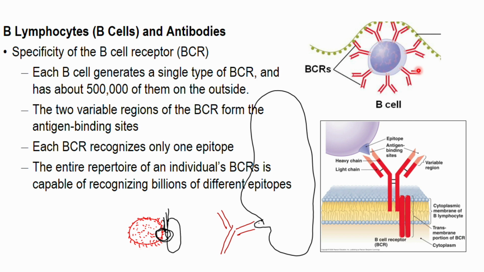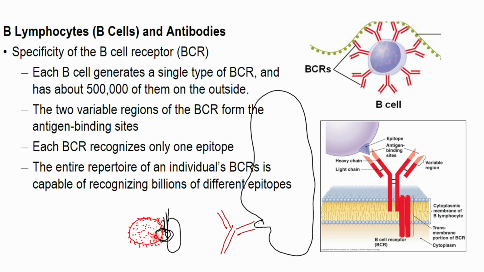Every single one of these binding sites is identical to the next one. So this is exactly the same as this, which is the same as that, which is the same as that. So when we look down here, every 500,000 of these all bind to the exact same thing, okay? So it only recognizes one type of epitope. And so this is what we're seeing right here.